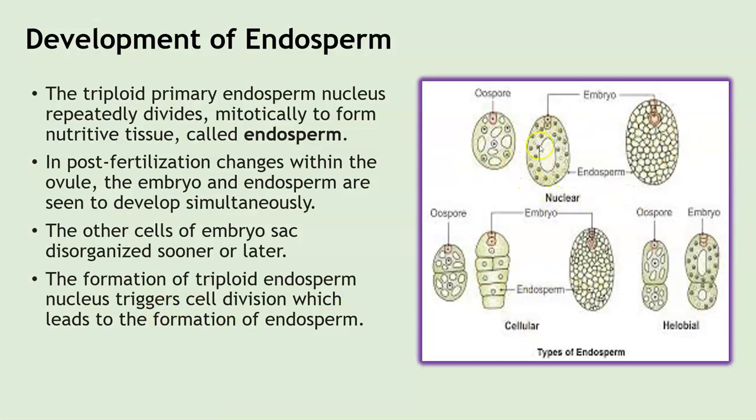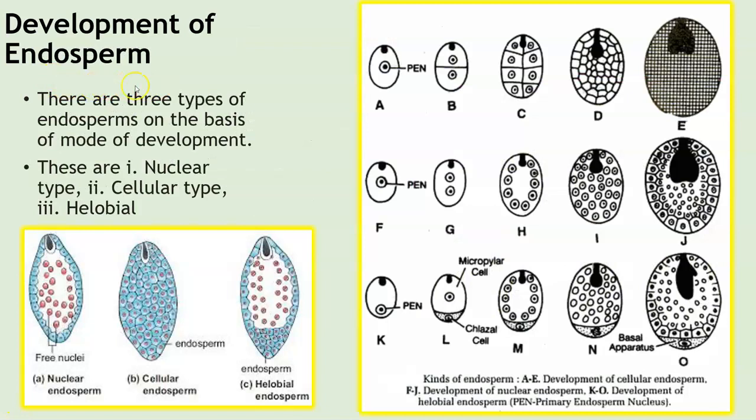Now, there are three different types of endosperm, that is nuclear endosperm, cellular endosperm, and helobial endosperm. Let us have a look at how each of these different types of endosperm develop. Students, there are three types of endosperm which are decided on the basis of their mode of development. The first one is the nuclear type, the second is the cellular type, and the third one is the helobial type. Have a look at this image here.